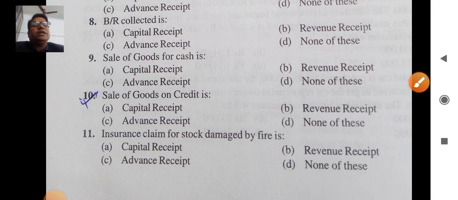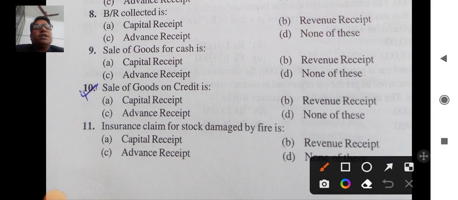And the next question is 11. Question number 11, insurance claim for stock damaged by fire. Now you got an insurance claim on behalf of your stock. On behalf of your stock, either you are selling your stock, you will get revenue receipts. Either it is sold on credit, it will be revenue receipts. And here your stock is damaged and you got a claim over the damaged stock, so that would also be considered as revenue receipts because these are part of revenue.